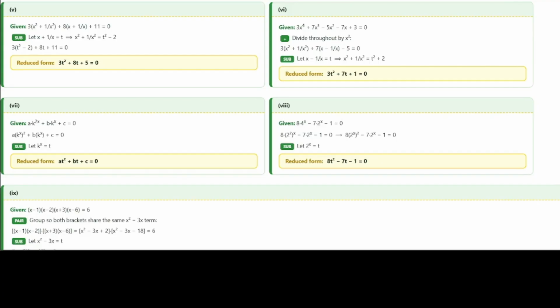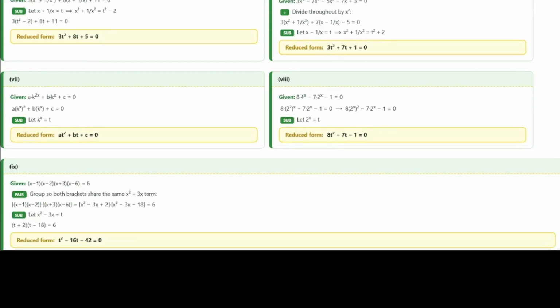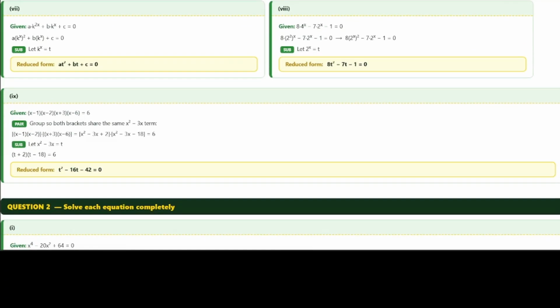So we can take x minus 1 over x and let it be equal to t. Here, if we take squaring on both sides, we will get x square plus 1 over x square and that is equal to t square plus 2. So if we place these values into our original equation, we get our reduced form which is 3t square plus 7t plus 1 is equal to 0. Then we have the seventh and eighth part.